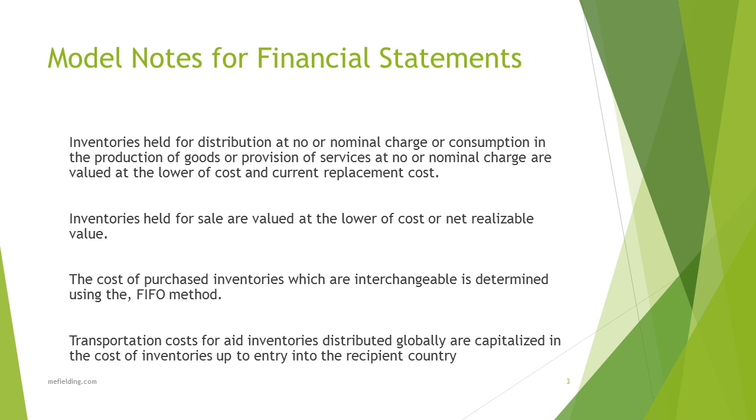Cost to purchase inventories which are interchangeable is determined using the FIFO method. You can see there's a nice comma there for no reason. There's no reason why that isn't LIFO or that isn't weighted average. It probably shouldn't be LIFO, but again, they've chosen to use FIFO. And transportation costs for aid inventories distributed are capitalised up to entry into the recipient country.